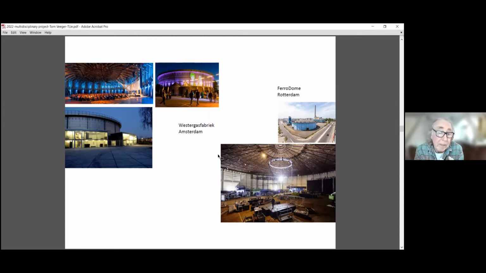One of the remains was an old factory where they produced gas out of coal, and this has been on the list of monuments.